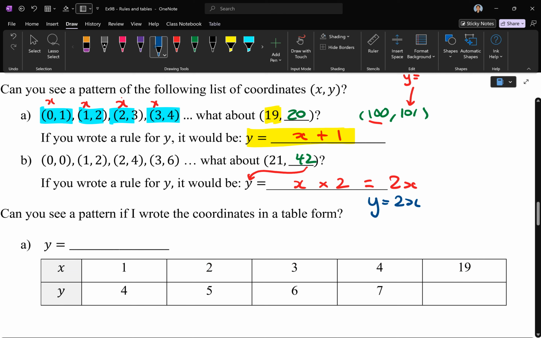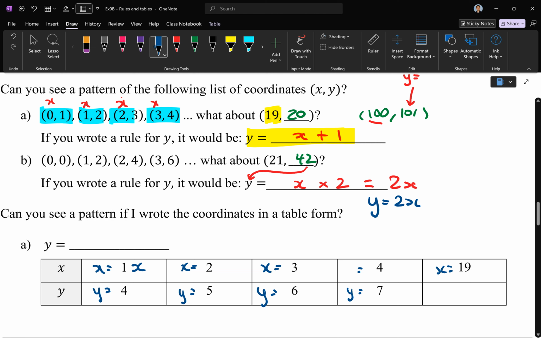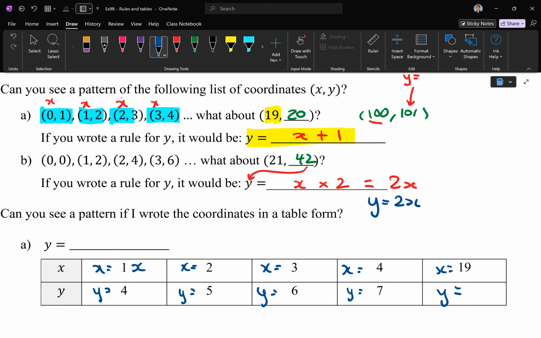What's the pattern? When x is 1, then y is equal to 4. When x is 2, y is equal to 5. When x is 3, y is equal to 6. When x is 4, y is equal to 7. What's the pattern? You're right too. It is 2. So that means if x is 19, then y must be? Yep. And so what's 19 plus 3? Very good. So the answer here would have been 22.